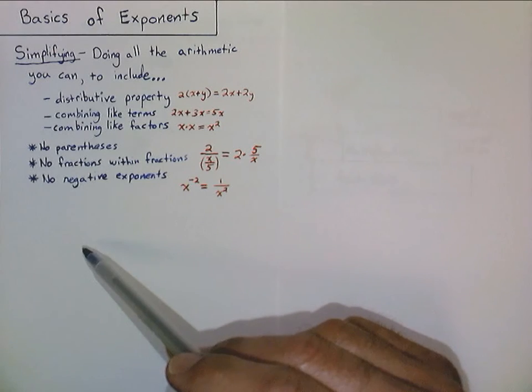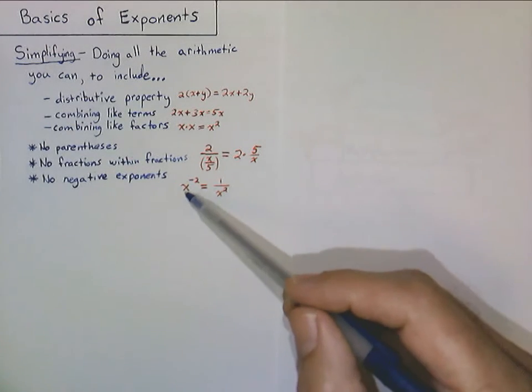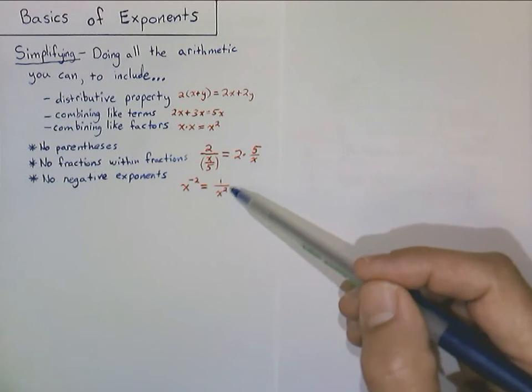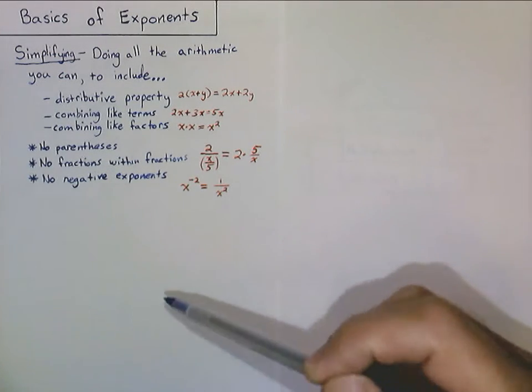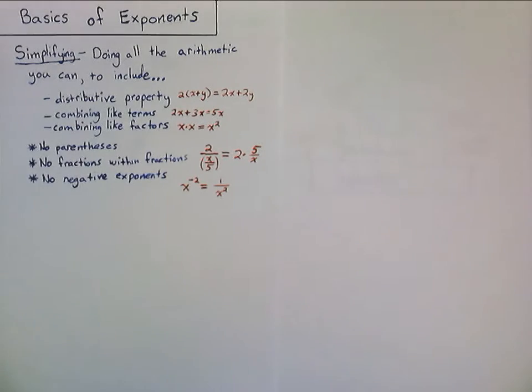Also, no negative exponents. For instance, if we have x to the power of negative 2, way back when, we defined that to be 1 over x squared. So we can't have any negative exponents in our expressions either.